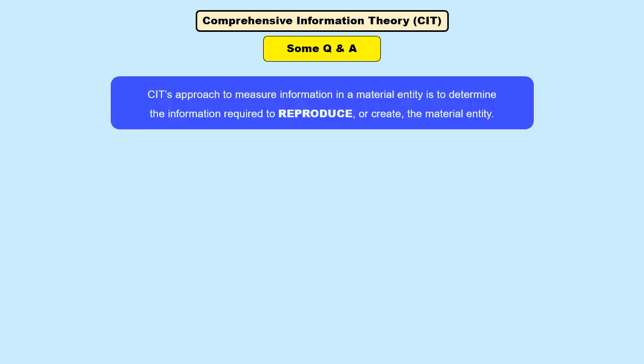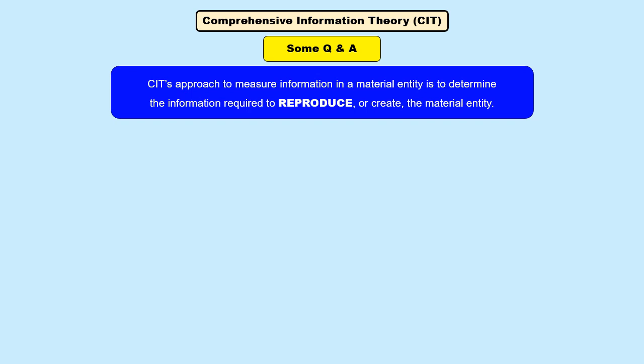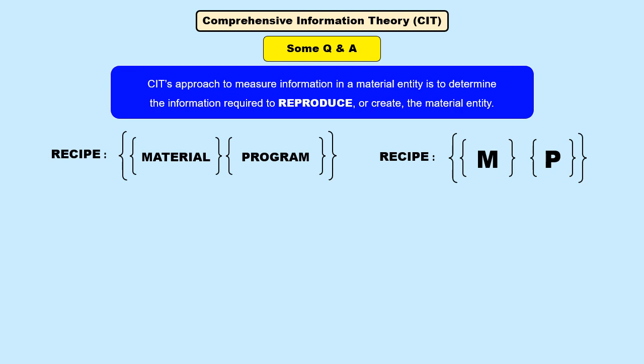Alright, let's ask 3 questions, and answer them as concisely as possible. Other CIT presentations provide background and additional details for these abbreviated answers. To provide the setting, recall that CIT's approach to measure information in a material entity is to determine the information required to reproduce, or create, the material entity. That determination stems from a recipe with 2 components. One is a material, called M, and the other is a program, called P.